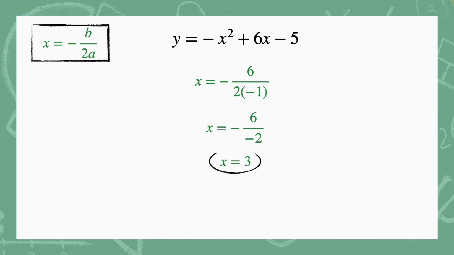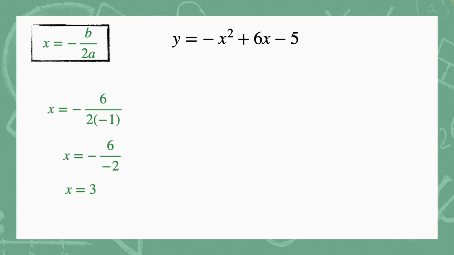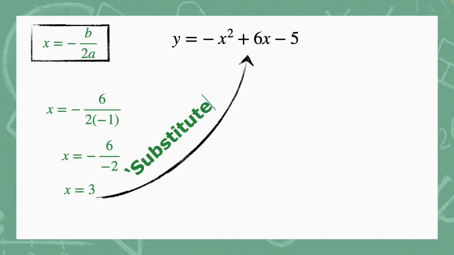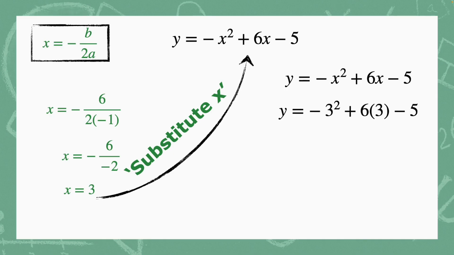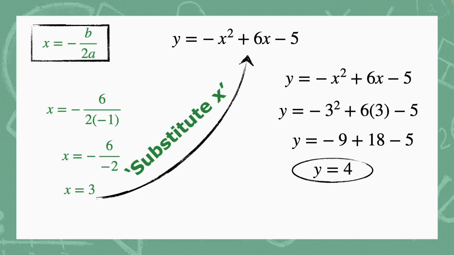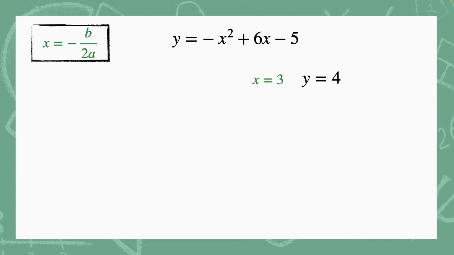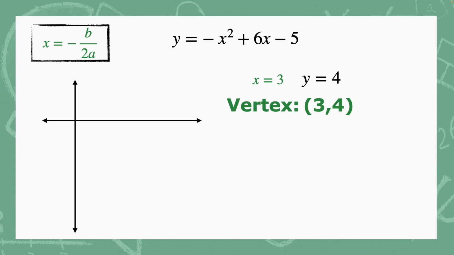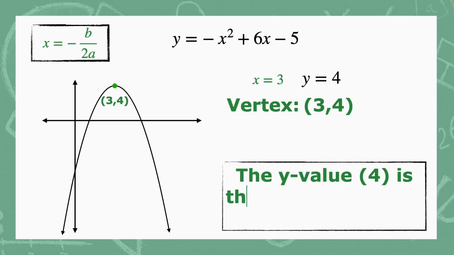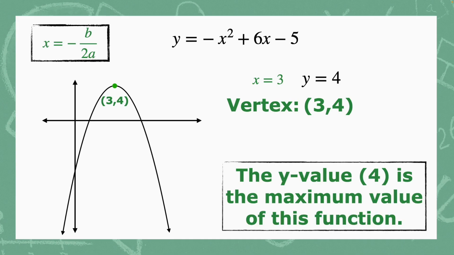So if my value of x equals 3, I can substitute that back into the original quadratic equation to figure out what y is equivalent to. Every time I see an x, I'm going to replace it with the number 3. And then as I simplify it, I'll get negative 9 plus 18 minus 5, which leaves me with y equals 4. So my x value is 3 and my y value is 4, which tells me my vertex is going to be (3, 4). The parabola will open down since the a value is negative, and that vertex will be at (3, 4), which tells me that the y value of 4 is the maximum value for this function.